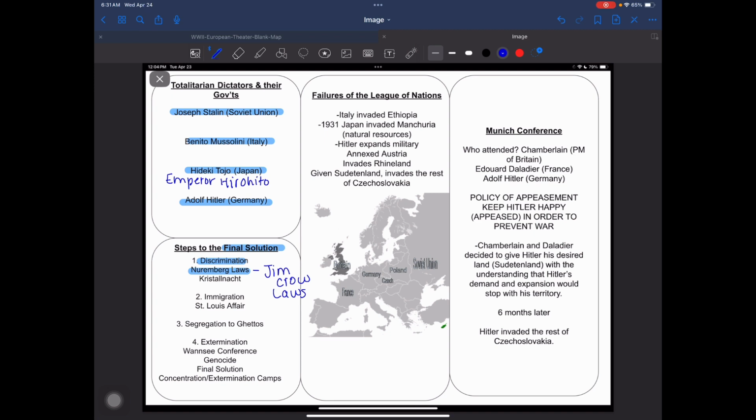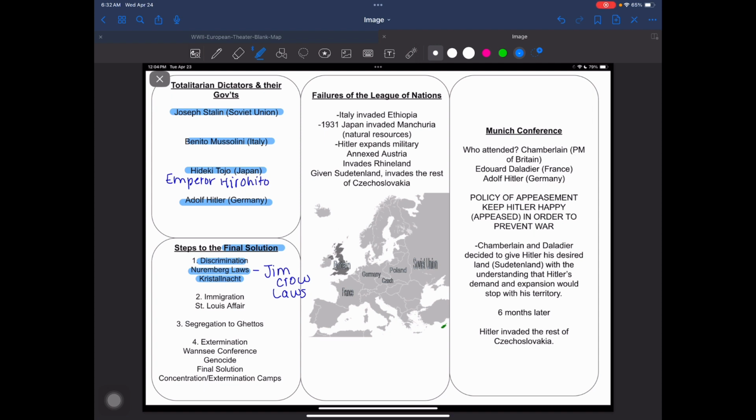We're also going to see a major event called Kristallnacht, where Hitler's secret police, the Gestapo, lead raids throughout Austria and Germany on Jewish communities. They burn down synagogues, which are their churches, and destroy Jewish businesses and things like that.